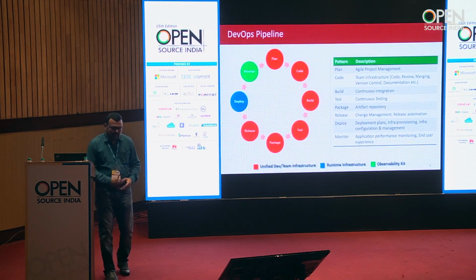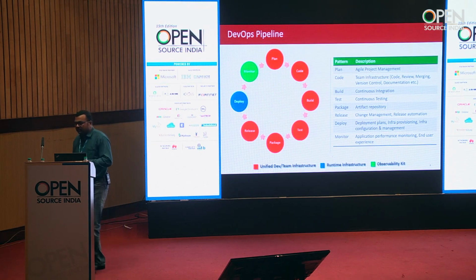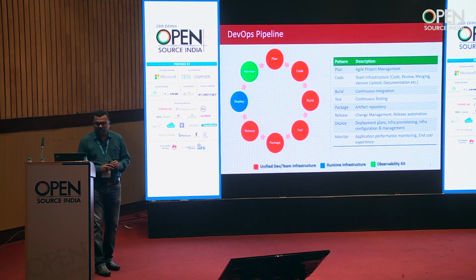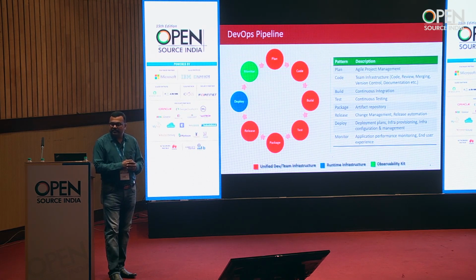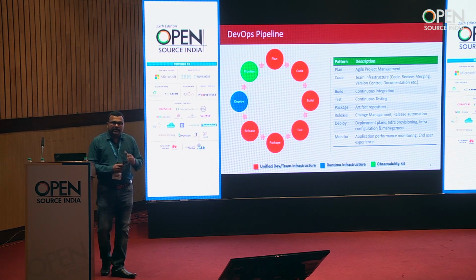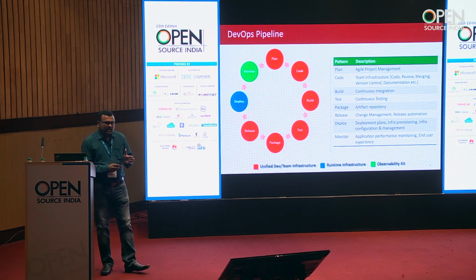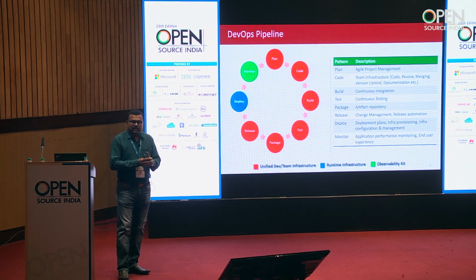So the life cycle. Just go to the Wikipedia site or any other site and you will see these are the stages in the life cycle, starting from planning to code, build, test, package, release, deploy and monitor. These are the typical patterns constituting the complete life cycle of DevOps. At each and every stage, there are categories, probably from a tool-centric perspective or from an operations perspective.